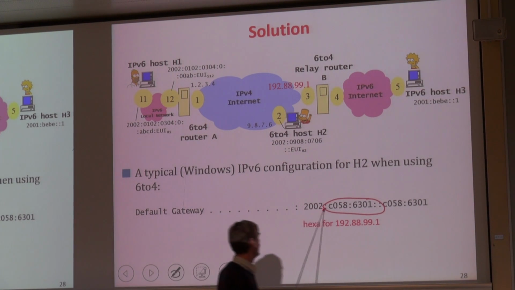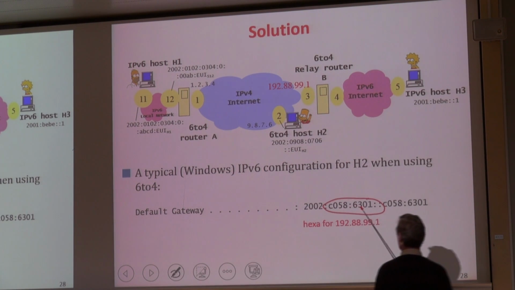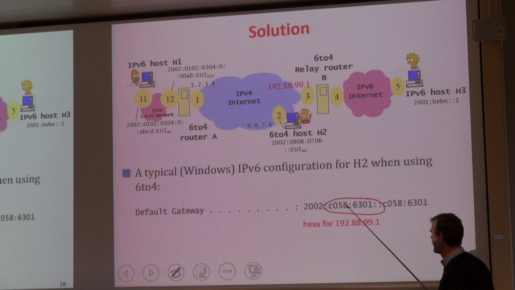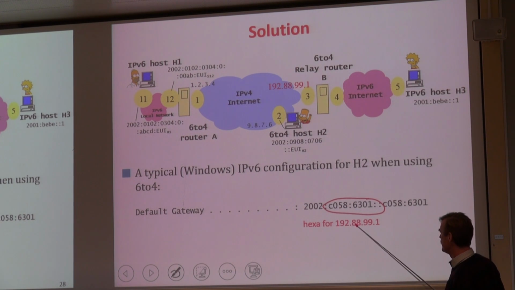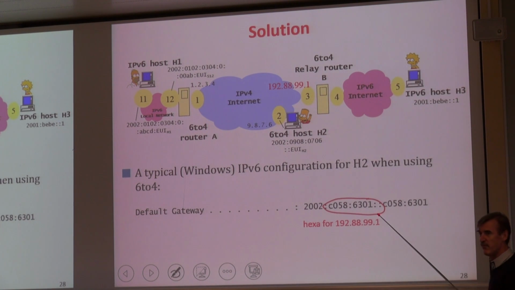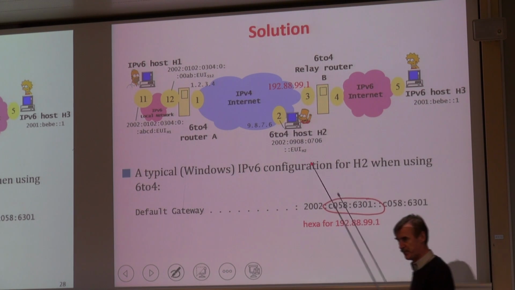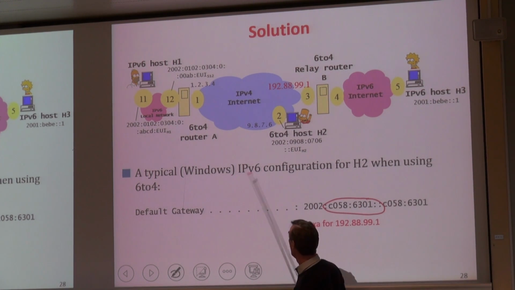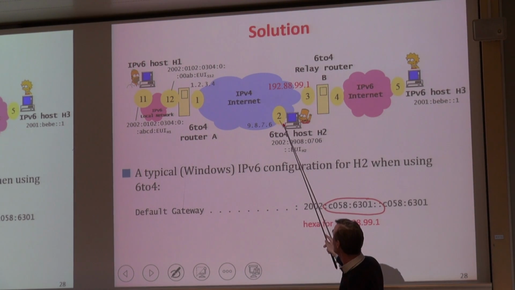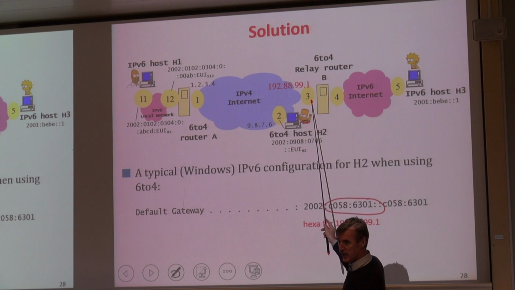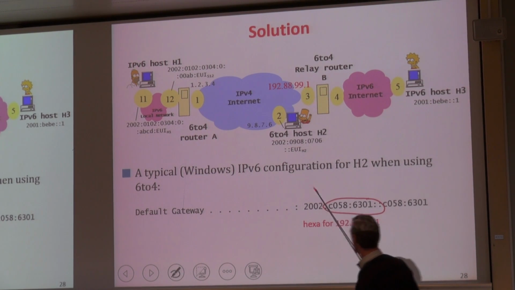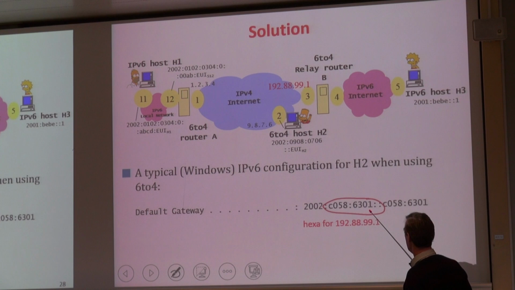The default gateway is, in fact, an IPv6 address that is 192.88.99.1 for the prefix part. For the host part, you can give anything. It doesn't matter. So Windows repeats the same prefix as the host part. It doesn't matter, because when a packet is sent to the default gateway, it will go to the nearest 6to4 router, just because of this.